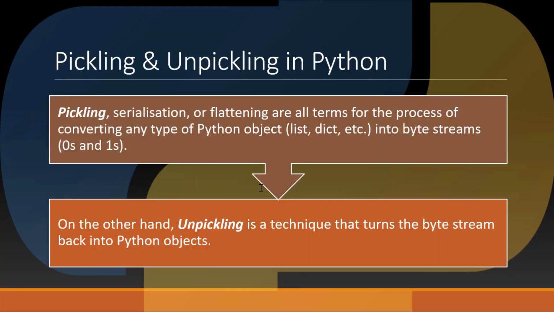Now before we move to the next step of writing a binary file, we need to understand the concept of pickling and unpickling in Python. So pickling, or we can say serialization, is the process of converting any type of Python object, whether it is a list, dictionary, or tuple, into byte stream, which is in the form of zeros and ones. Whereas unpickling is a technique that turns the byte stream back into the Python object.